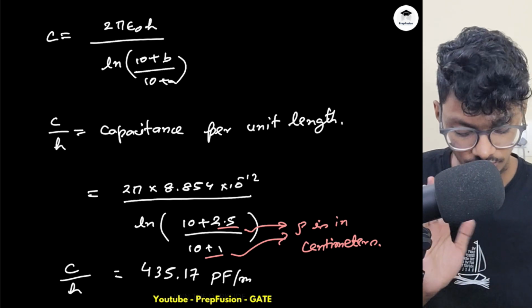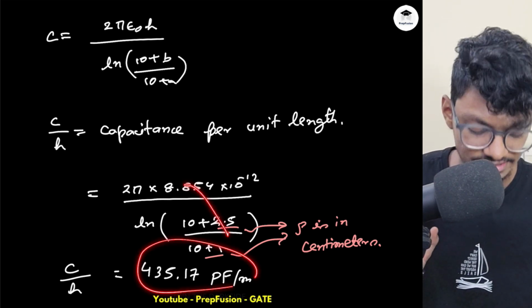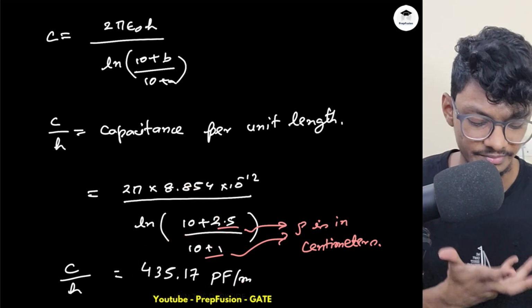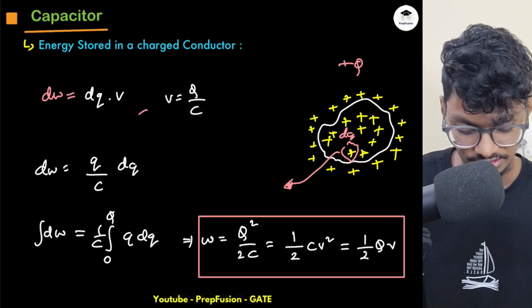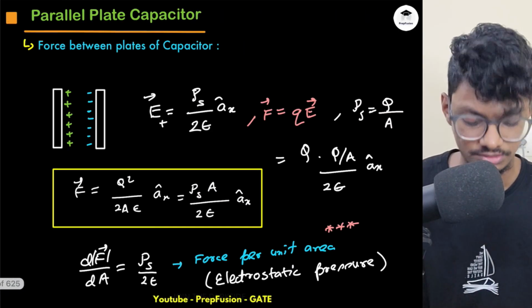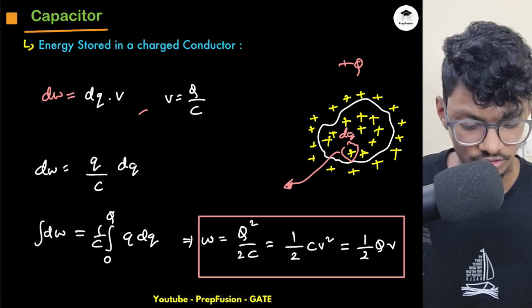That's why. Okay. So now if you put the values, you will get the answer as 435.17 picofarad per meter. Pretty simple, straightforward. Nothing to say about. But this question was very good. Okay. This question was very good in a lot of ways.